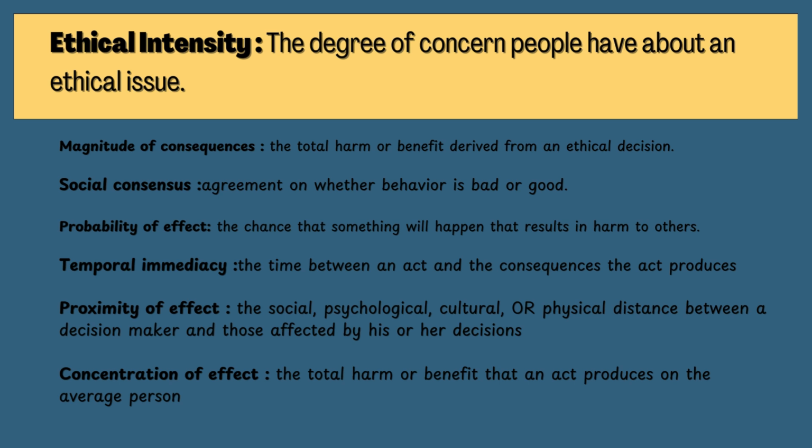2. Social consensus. How much agreement exists on whether the action is good or bad? For instance, there's a general consensus that stealing is wrong. 3. Probability of effect. What are the chances that your action will cause harm? A manager approving a risky project should consider the likelihood of potential damage.